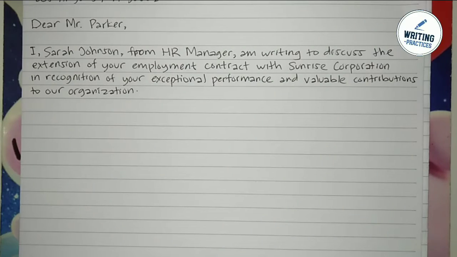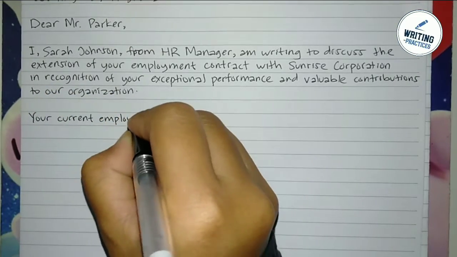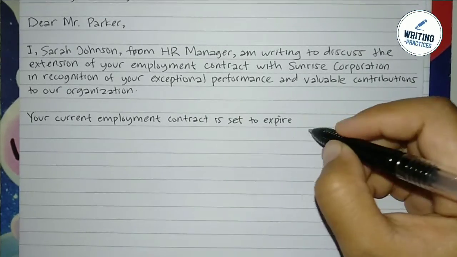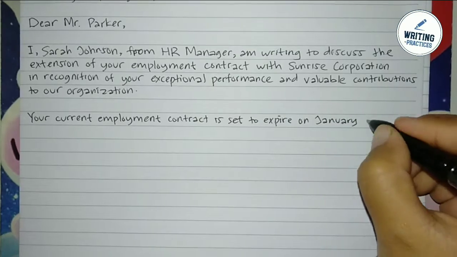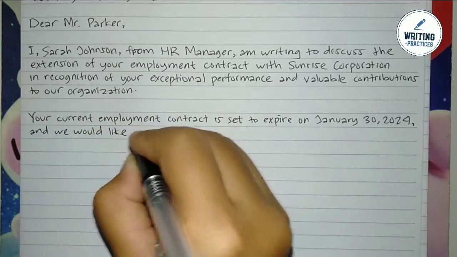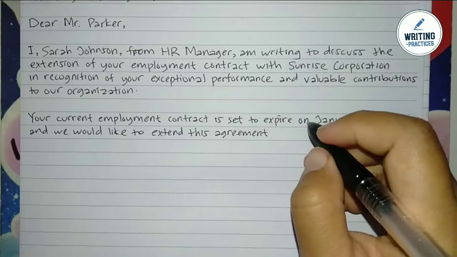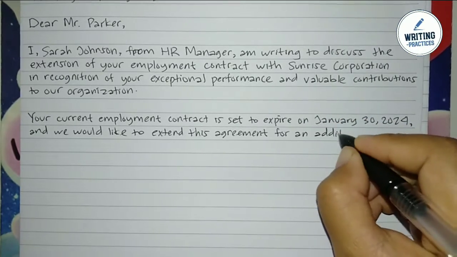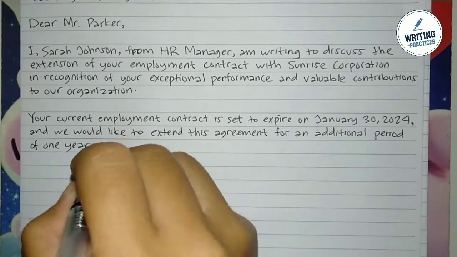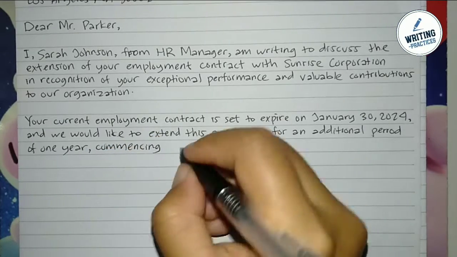In the second paragraph, this is where you talk about the contract extension proposal. In this section, specify the details of the contract extension. They include the new start and end dates of the extended contract. And here is the example. "Your current employment contract is set to expire on January 30th, 2024. And we would like to extend this agreement for an additional period of 1 year, commencing on February 1st, 2024, and concluding on January 31st, 2025."